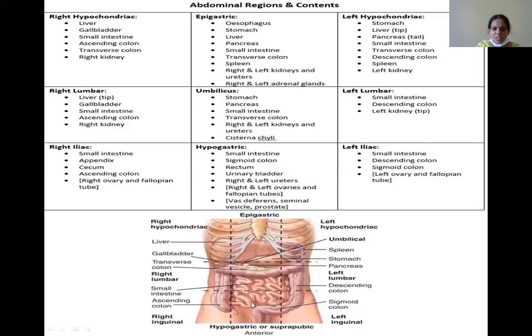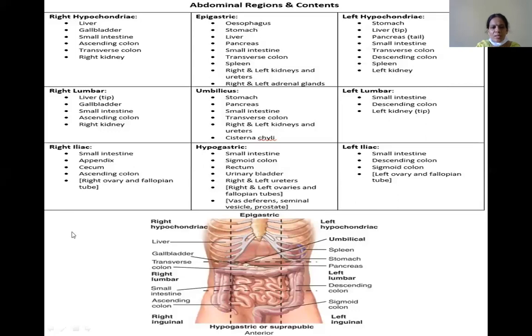Here is the umbilical region. These are the structures present here: stomach, pancreas, small intestine, transverse colon, which are the most important structures. Here in the right lumbar region, you have the liver, gallbladder, small intestine, ascending colon, and the right kidney. So these are the structures which have to be noted down. And in the left lumbar region, you have the small intestine, descending colon, and the left kidney tip.